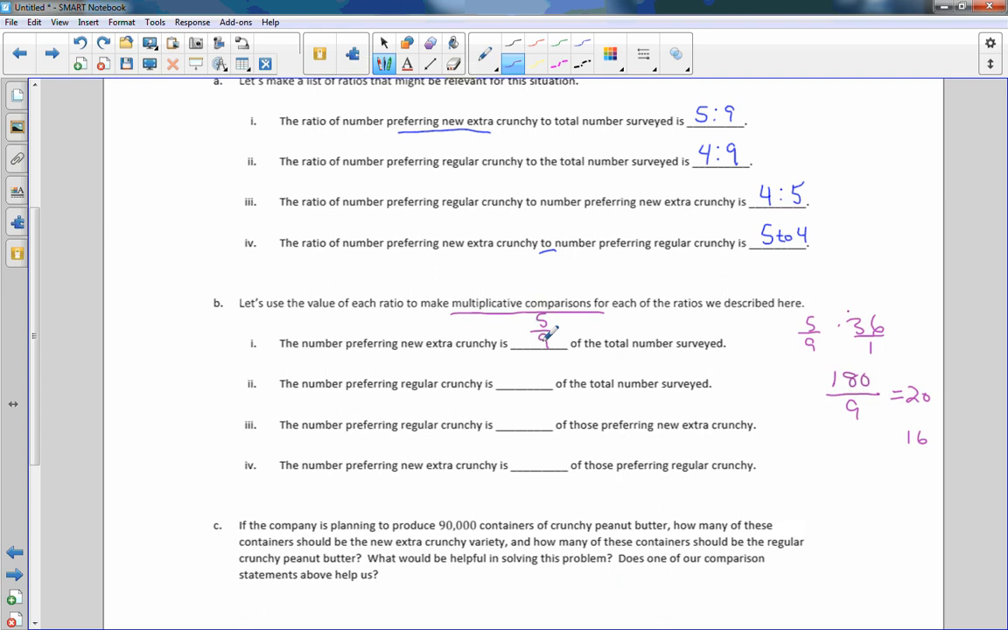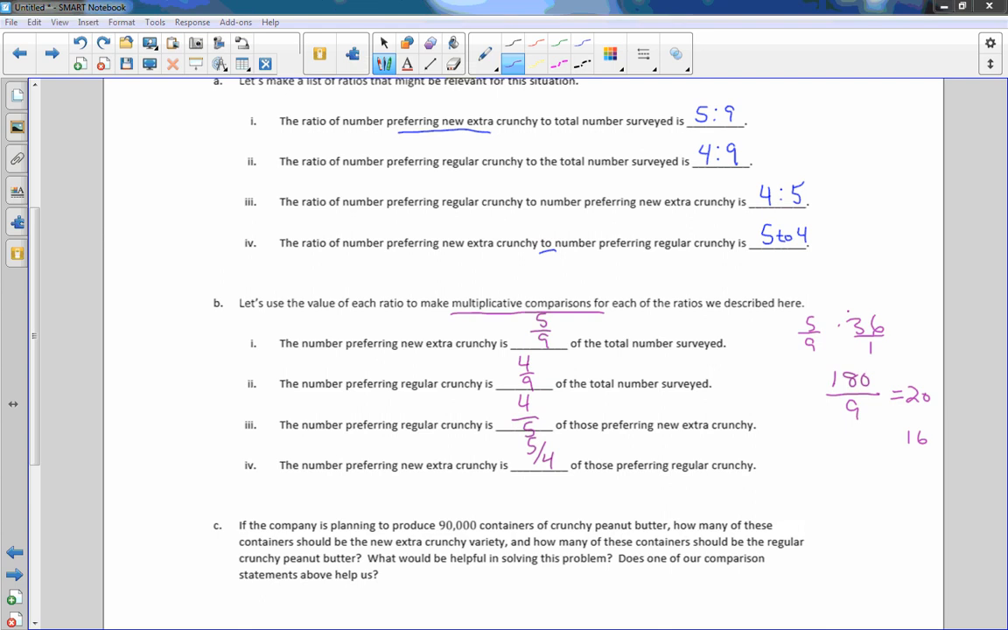So we're looking for a fraction we could multiply bigger numbers by to determine that it's equivalent to this ratio is what this is asking. So putting this ratio into a fraction will tell us larger values that are still equivalent. Now it says the number preferring regular is 4 out of 9. Number preferring regular of those preferring new extra, so that's 4 out of 5. And then preferring new extra is 5 out of 4 preferring the regular. So it's just putting these ratios here in fraction form.